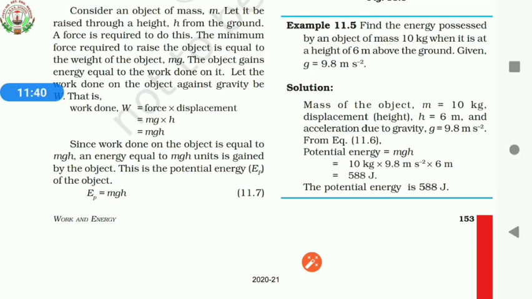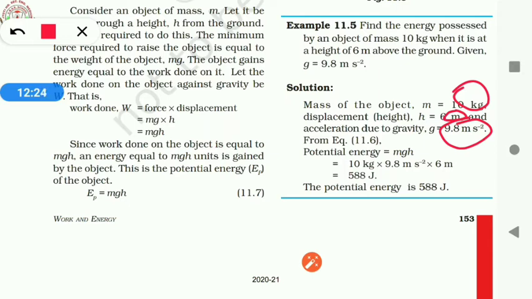Let us solve one numerical question related to potential energy. Example number 5 in your textbook. Find the energy possessed by an object of mass 10 kg when it is at a height of 6 meter above the ground. Given g is equal to 9.8 meter per second square. So in this question, mass of the object is given as 10 kilogram, the displacement or height h is equal to 6 meter, and the acceleration due to gravity g is equal to 9.8 meter per second square.